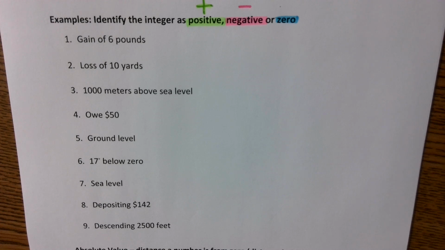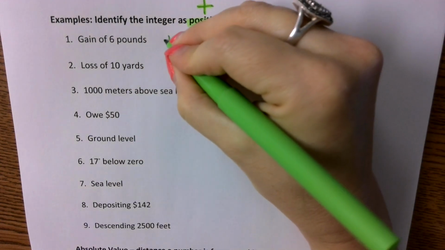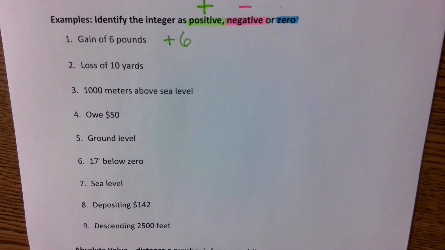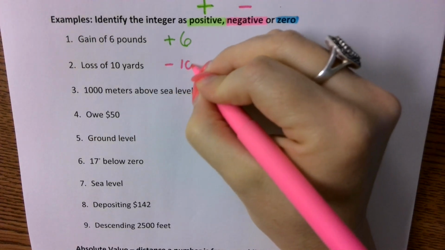Okay, so for problem number 1, we have a gain of 6 pounds. A gain of 6 pounds. Jada? Plus 6. Positive 6. Okay, so we have a positive 6 for that one. What about a loss of 10 yards? A loss of 10 yards. Addison? Negative 10. Okay, so we're going to put a minus 10 or a negative 10.